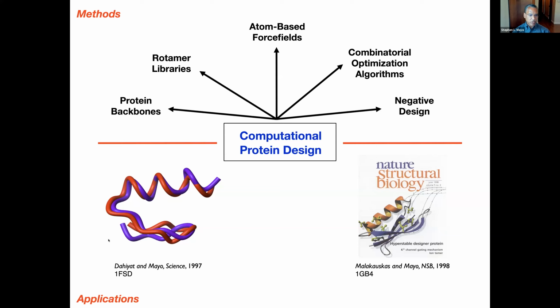The image is showing a comparison between the target fold, which I believe is the red one, a zinc finger fold, and the NMR structure of the designed protein. This was our first PDB deposit. It has the PDB code 1FSD, for full sequence design.